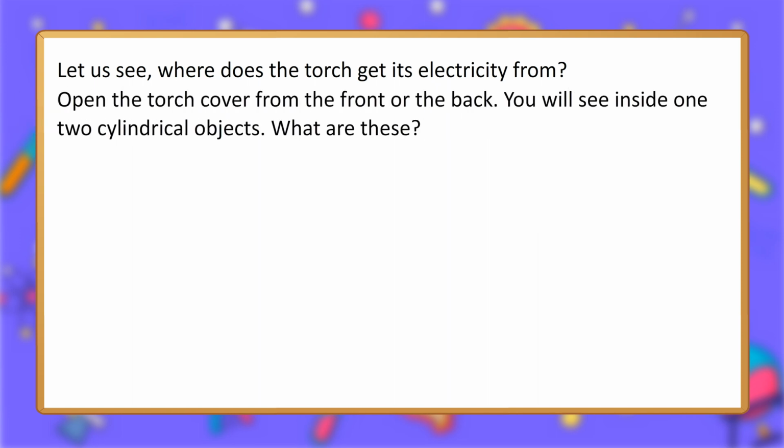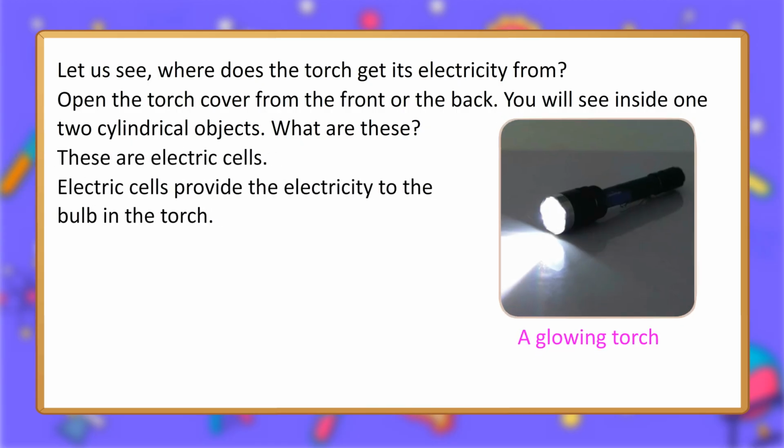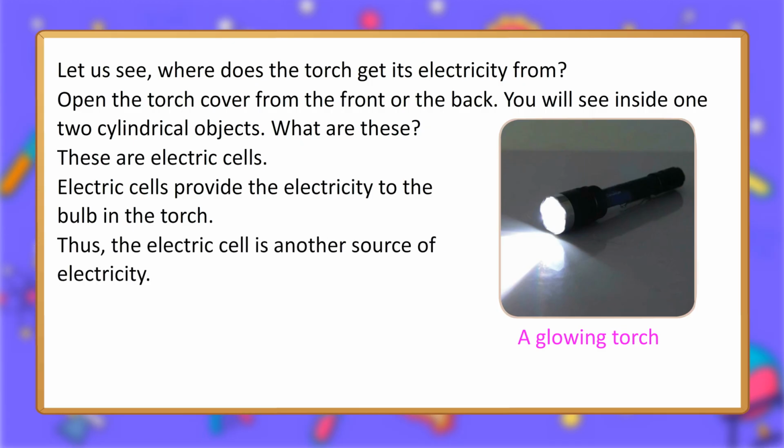Open the torch cover from the front or the back. You will see inside two cylindrical objects. What are these? These are electric cells. Electric cells provide the electricity to the bulb in the torch. Thus, the electric cell is another source of electricity. Let us study about the electric cell.